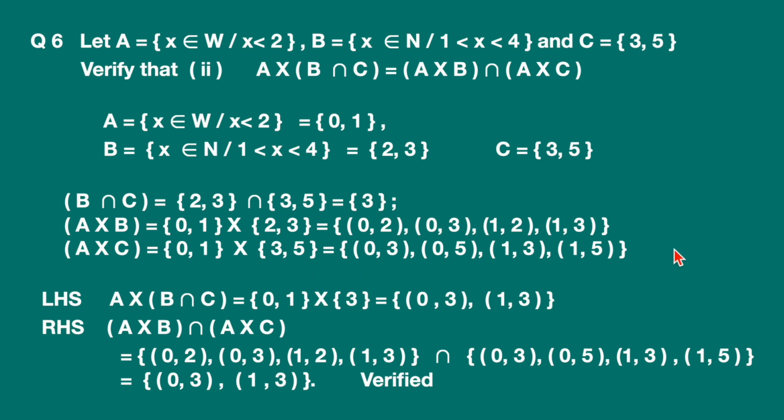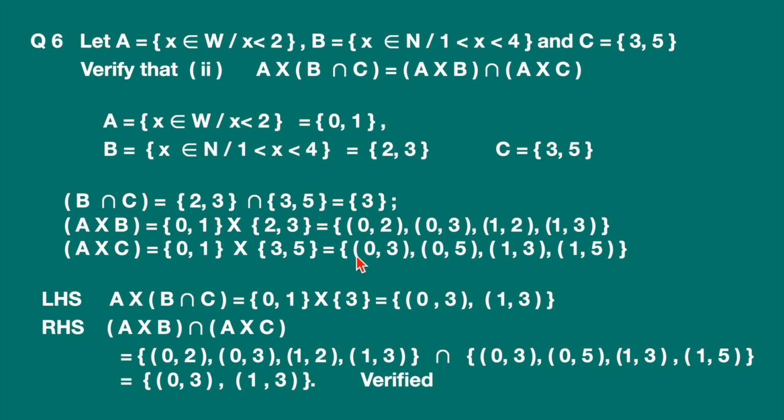Okay, now let's do the LHS. A cross (B intersection C). We found out B intersection C as {3}. A is {0, 1}, write it down. Do the cross product of this, it is (0, 3), (1, 3). Only 2 elements, 2 ordered pairs here.